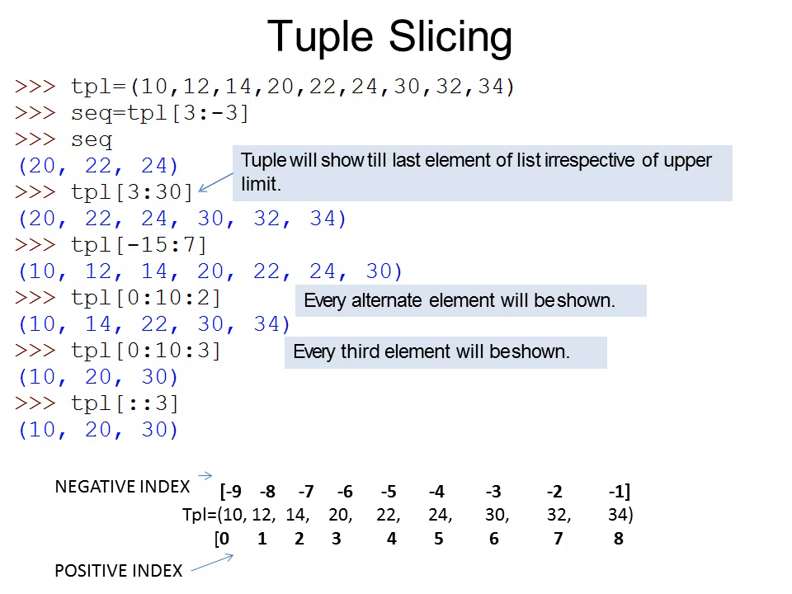Now when it says TPL colon colon 3, what does it mean? मेरी कोई starting value नहीं है, मेरी कोई ending value नहीं है, but the elements which I will be skipping in between are two elements.